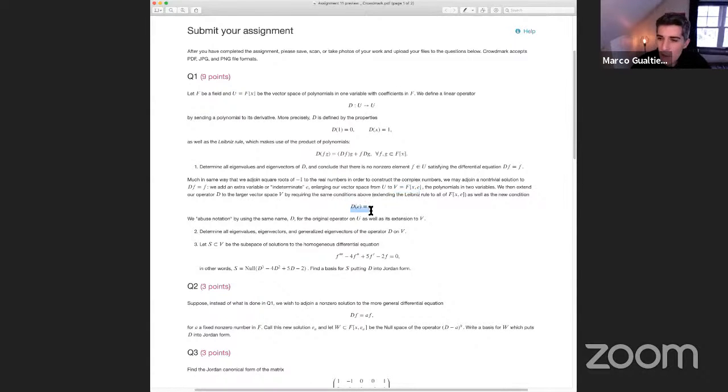And then, of course, in this new vector space, I will have a solution to the eigenvector equation. You see what I mean when I say that it's like the complex numbers. We have no solution to the differential equation. We add it in, and then we extend the differential operator so that it makes sense on this larger ring. Then I ask you to find the eigenvalues, eigenvectors, and generalized eigenvectors for this extended operator.